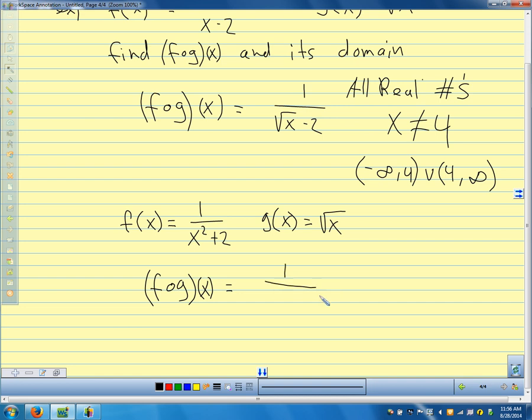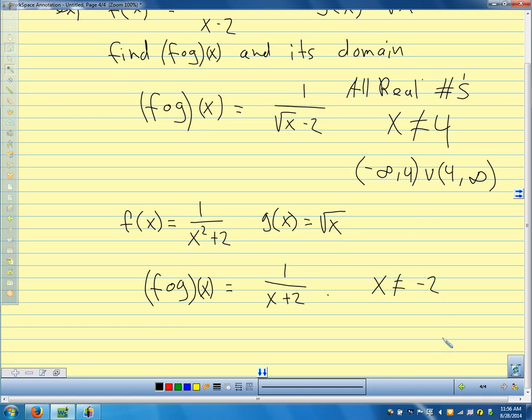So let's form our composition. 1 over, plugging in g for x here, square root of x squared. What does that give me? x plus 2. So if I just looked at this composition, what would I say is restricted from the domain? We're going to say x not equal negative 2.